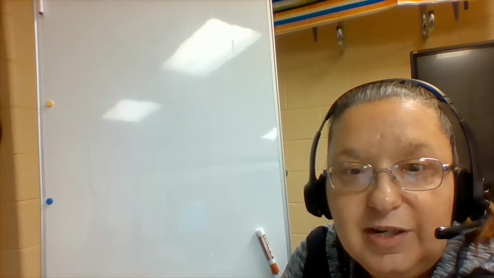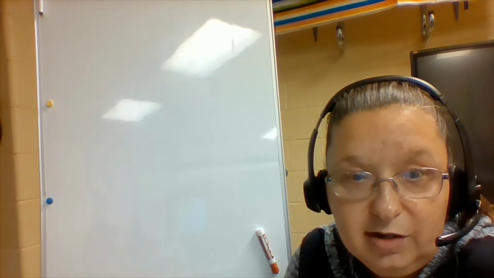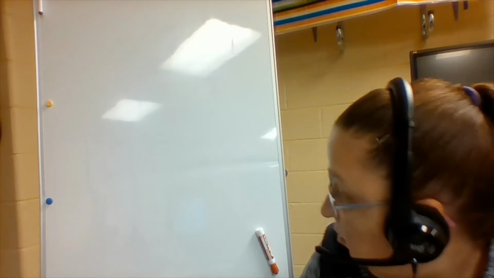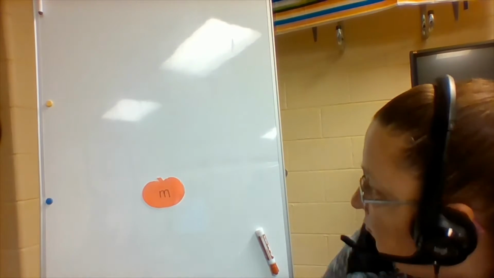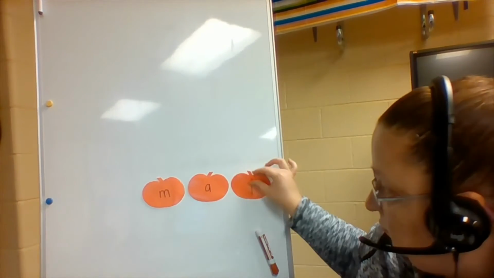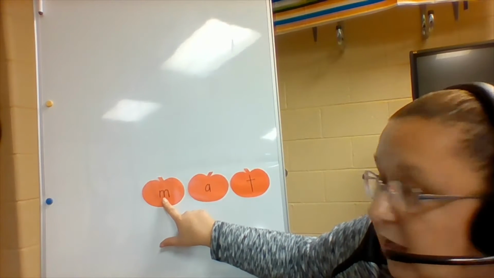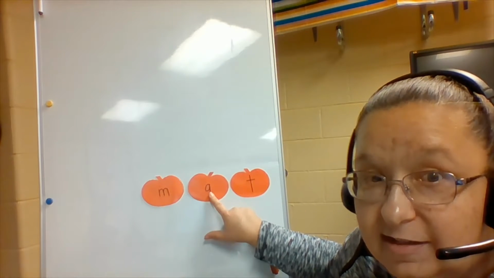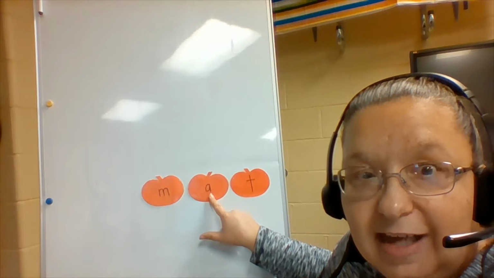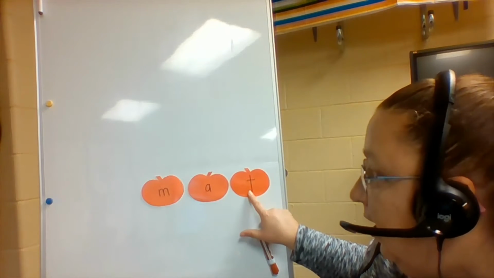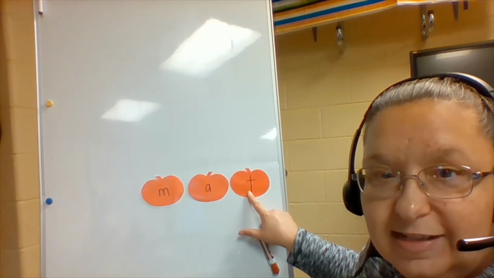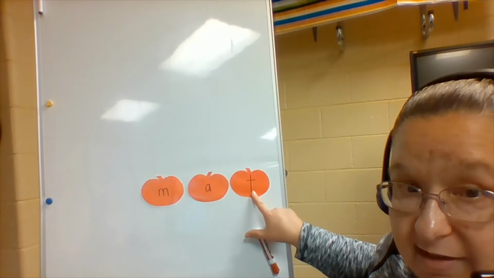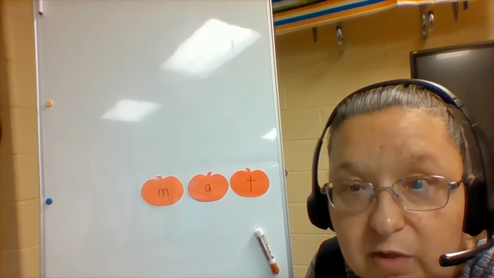We are going to start putting some of these letters together to make words now. Are you ready? This is the letter M. M says mmm. This is the letter A. A says ah. And this is the letter T. T says t. So we have at. Can you figure out what that word would be?